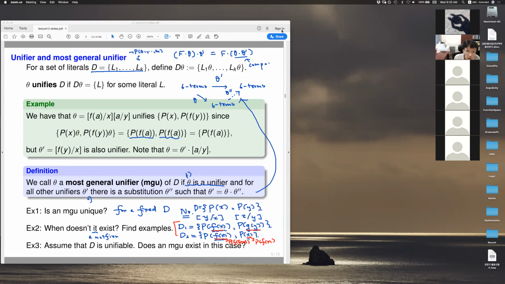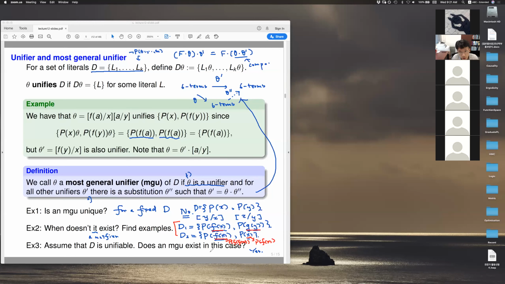And right, the last question is, if the set of literals is unifiable, does the most general unifier always exist in this case? The answer is yes. Okay. So this is not an entirely obvious question.